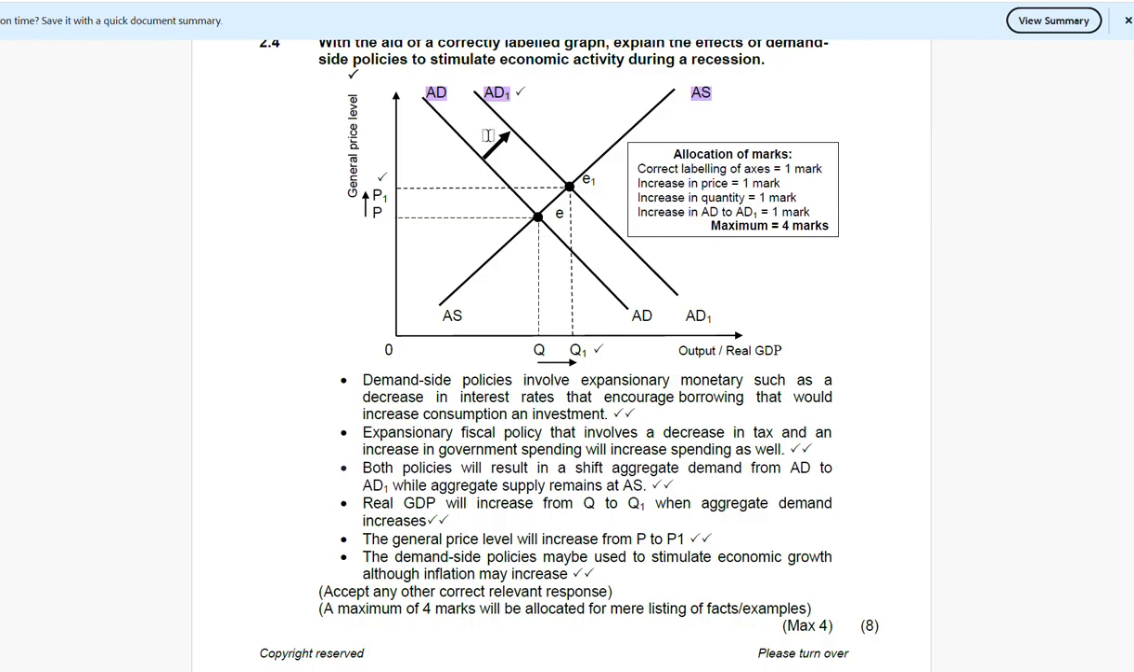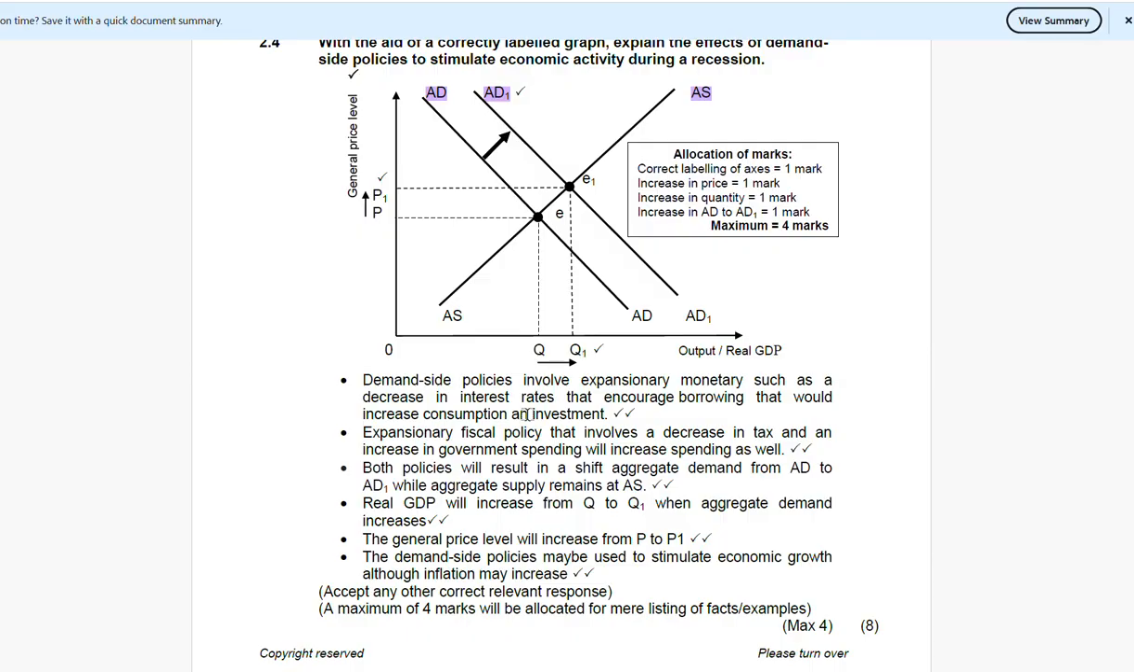Now, if you're looking at the movement from aggregate demand to aggregate demand 1, we are moving from the equilibrium to the first equilibrium. As you see the movement from E to E1, what do you see? The price increased from P to P1, and the quantity increased from Q to Q1.